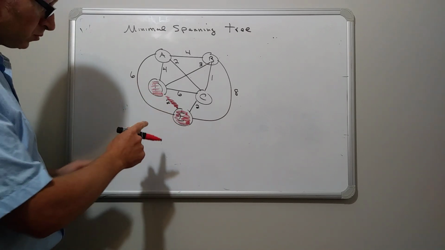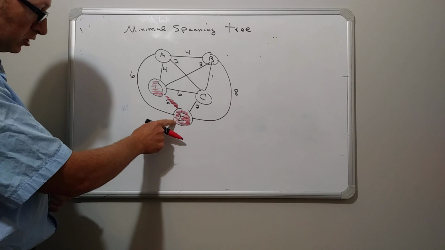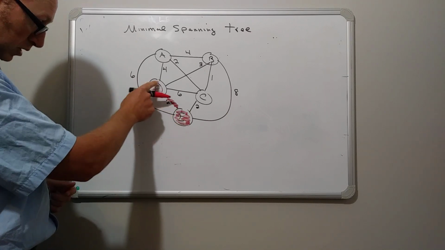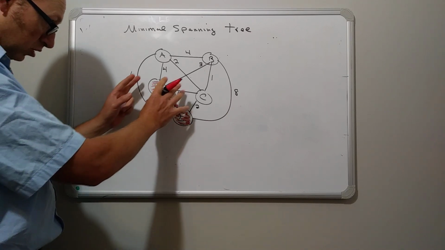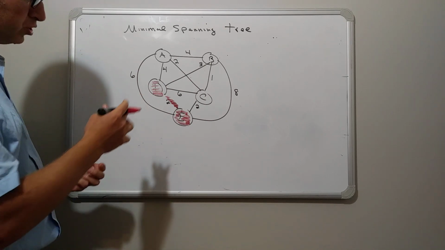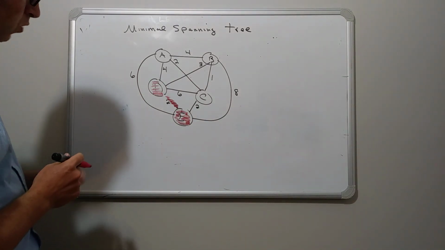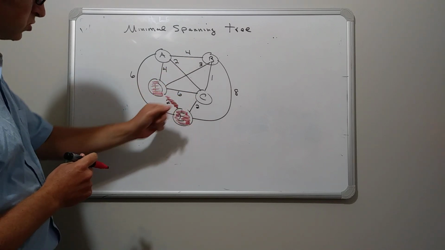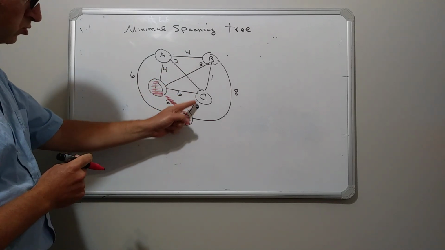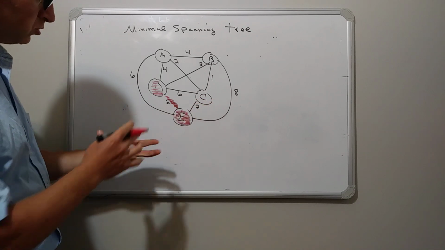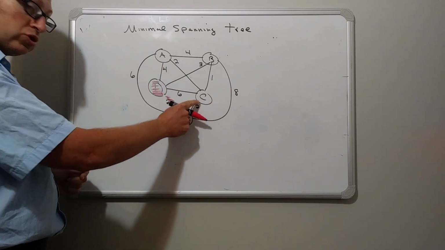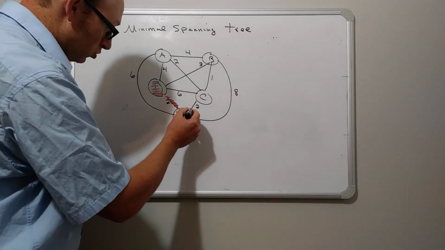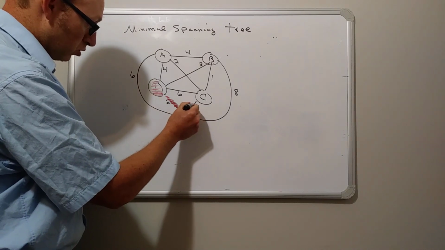Okay, now from any shaded, not just E, but from any shaded to any unshaded, what is the nearest neighbor? Well, 4, 3, 6. From E, it's 2 and 8. Out of all those numbers, 2 is the lowest number. So we would next go to C.